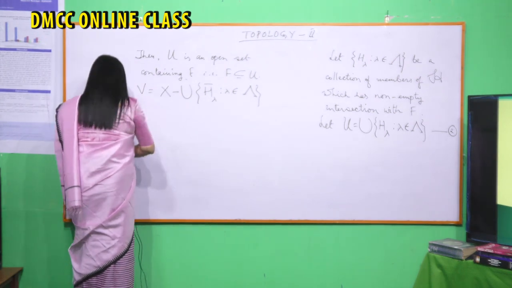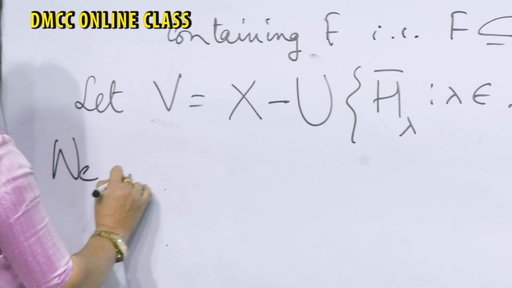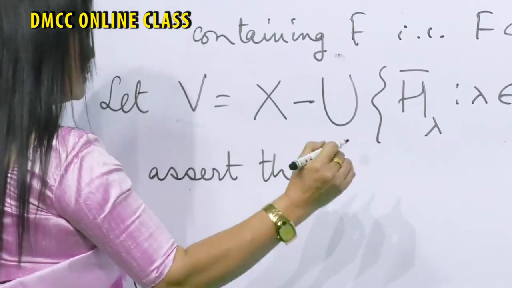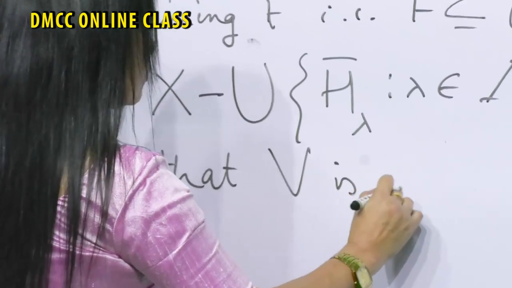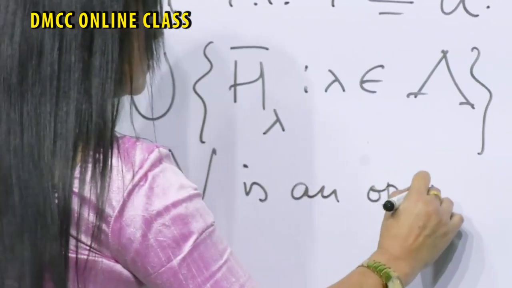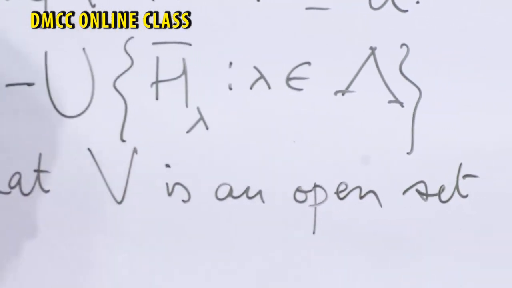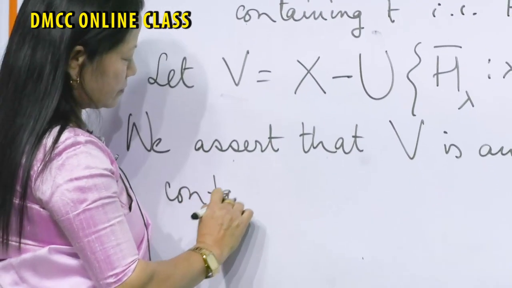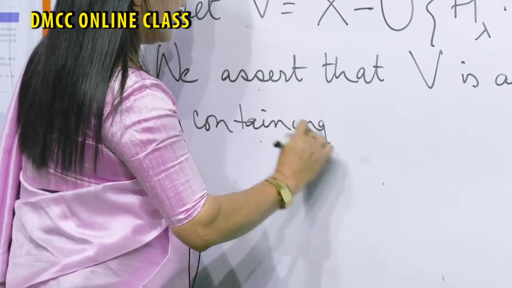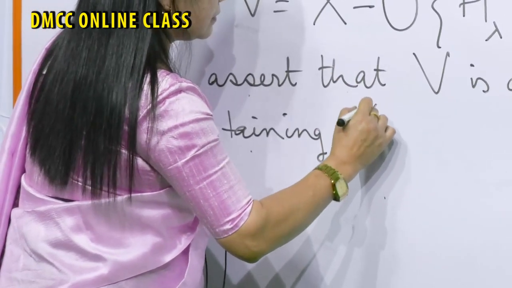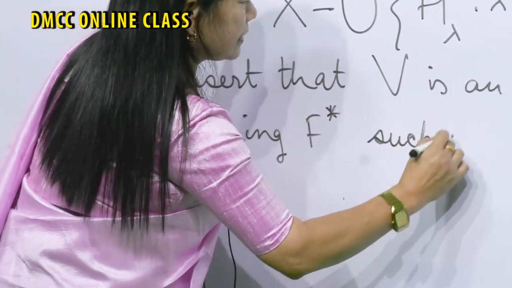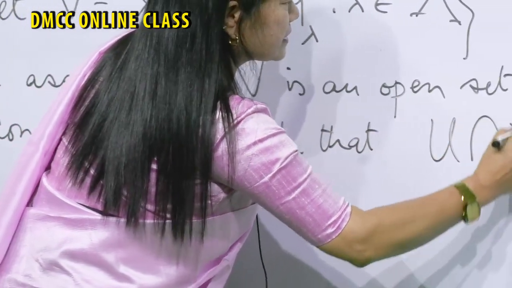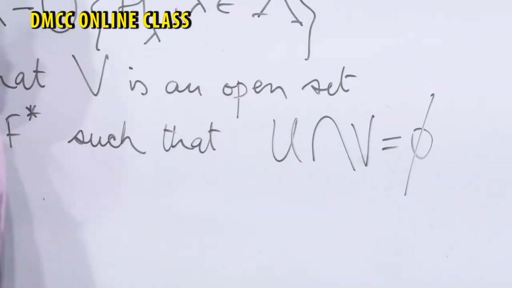So we assert that V is an open set. We assert that V is an open set containing F star such that the intersection of U and V is empty. This is what we assert.